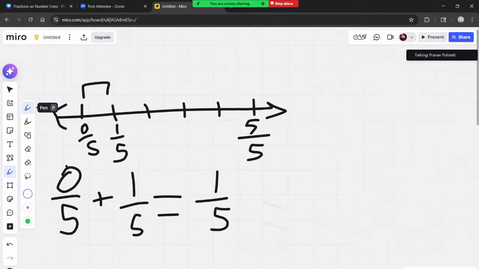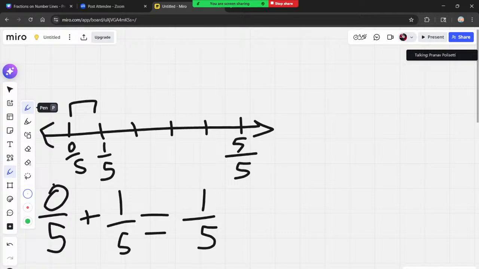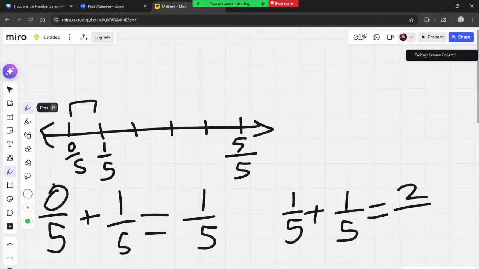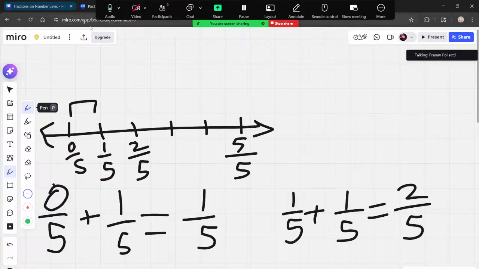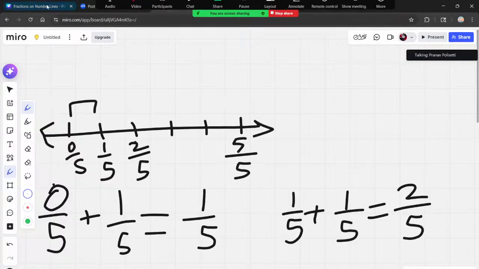And then once we get to the next vertical line, we do 1 divided by 5 plus 1 divided by 5. Now we add 1 over 5 again because we have 1 of the 5 pieces and we are adding another piece to that. So now how many total pieces do you have? You have 2 pieces of the 5 total pieces. So that's the next number on the number line. And you keep doing that until you get to 5 of the 5 total pieces. So you have all the pieces.